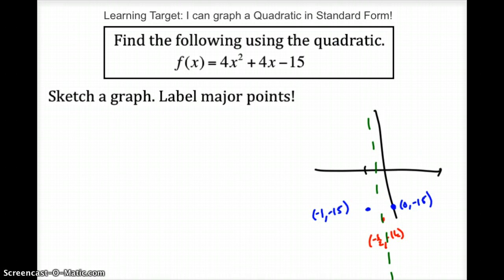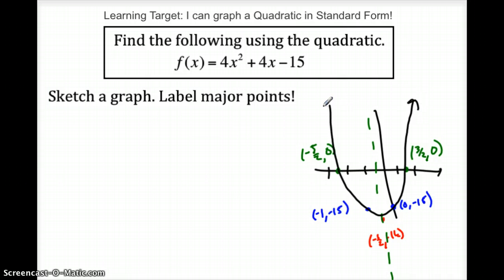And then I have my two x-intercepts that I still have to graph. Remember, we had -2.5. So let me plot a point here. And we also had +1.5. So my other point goes here. Okay, so I'll label those as 3/2, 0, and -5/2, 0. And then I just need to connect my points to make my U shape. And there is my quadratic graph.